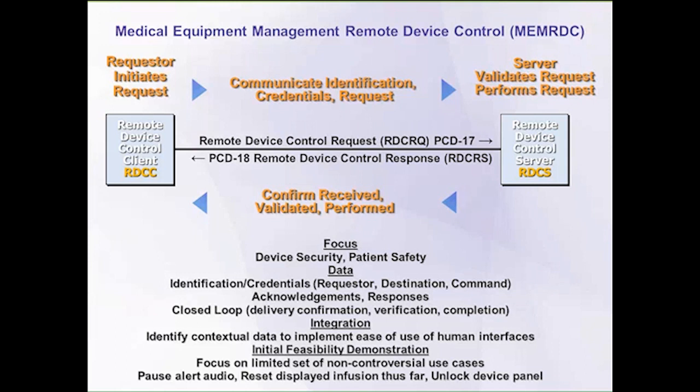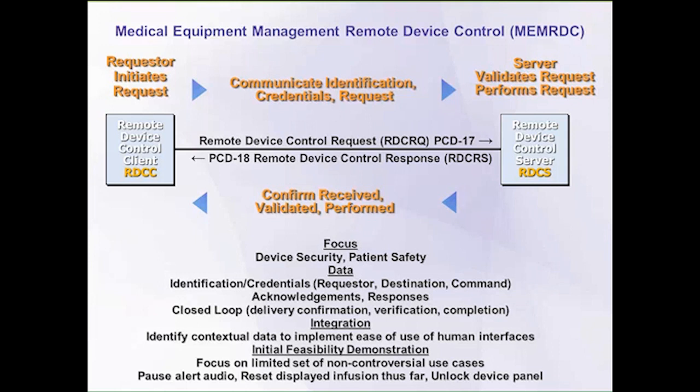The white paper approach first before a profile allows us to create focus. So we can have a focus on device security and patient safety without looking at the nuances of a specific use case. We also have the identification of credentials for the requester, the destination, command acknowledgments and responses. We look at it as closed loop, as in there's a request, verification, and a response. We look at it as identifying the contextual information to make it easier to use through human interfaces. We'd like things to be nice and tightly secure for patient safety and data security, but at the same time, some of that information is not readily known about by the clinical staff that may be initiating the request.